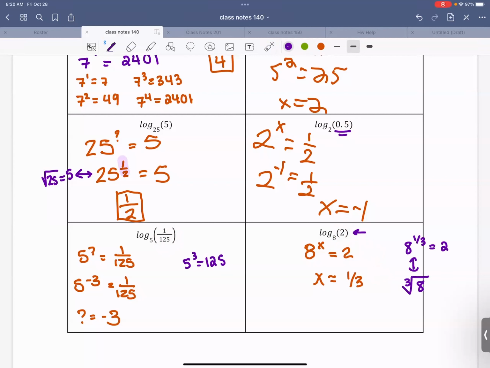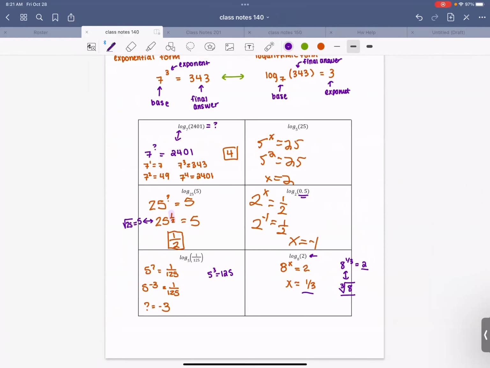Because in your calculator you can do the cube root of 8 or the 4th root of 8 or the 5th root of 8, and because we did the cube root and got 2, we know our answer is 1/3. Any questions on any of these logarithms? Perfect. Okay, I think we're pretty warmed up on logarithms. We know what these are.